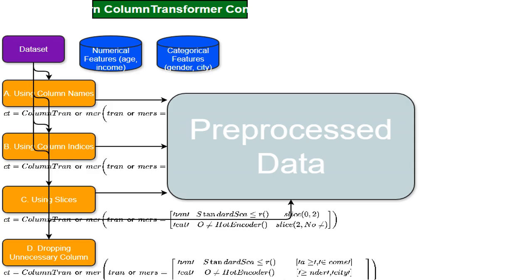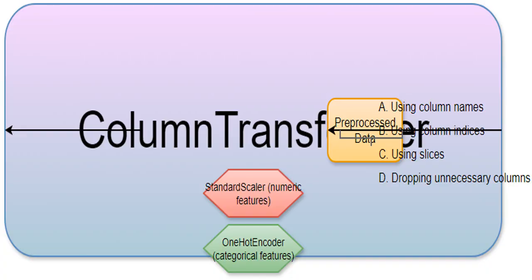This is the final dataset after I've applied all the transformations, scaling numerical features and one-hot encoding categorical features. It's ready for modeling. I use ColumnTransformer to apply different transformations to different subsets of my data. Think of it as a way to manage and organize multiple preprocessing steps simultaneously. It's a crucial tool for building efficient machine learning pipelines.